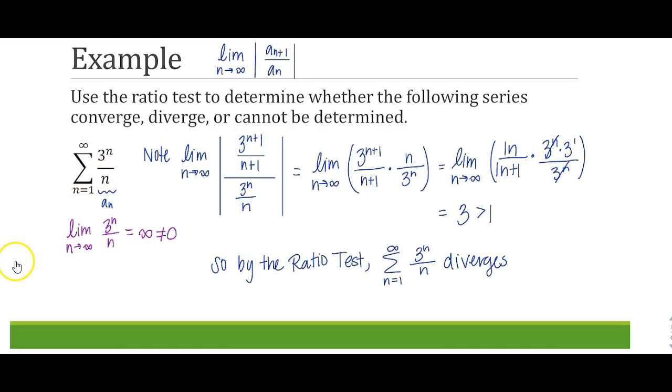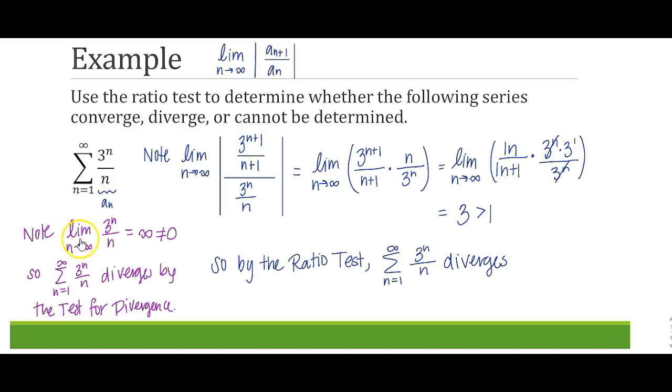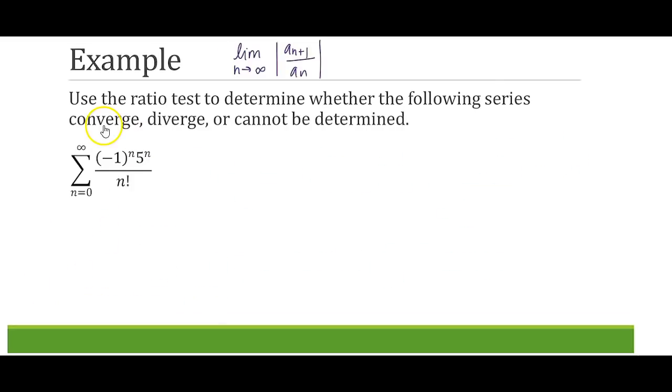So we could have written something like, note that this limit is non-zero, so the infinite series diverges by the test for divergence. Let's go ahead and take a look at another example. We have the sum of n equals 0 to infinity of negative 1 to the n times 5 to the n over n factorial. Alright, so we want to go ahead and apply the ratio test.